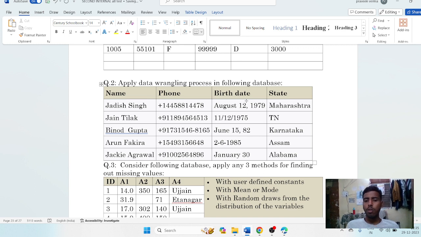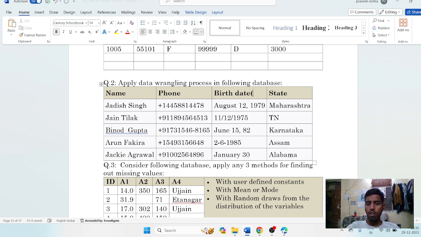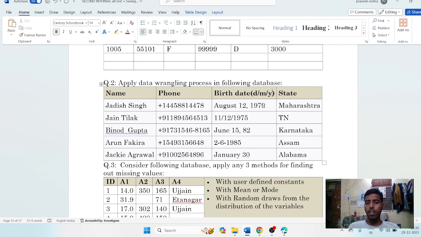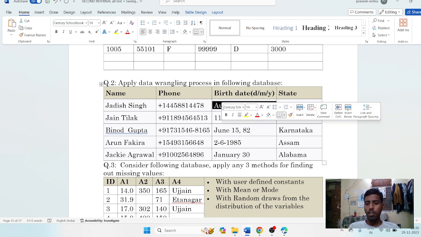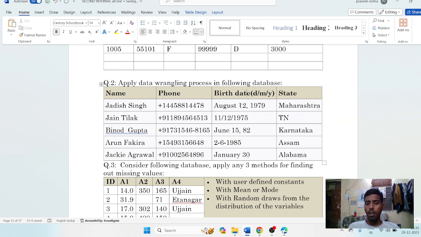Okay, now comes the birth date. Birth date should be in a proper format of day, date, month, and year. So we use this format: day slash month slash year. In this format, I will arrange the dates of birth. It is 12 August, so I will keep it as August.